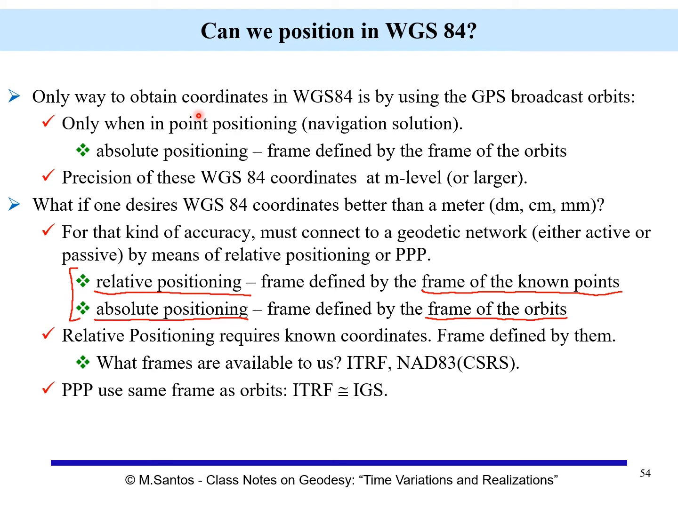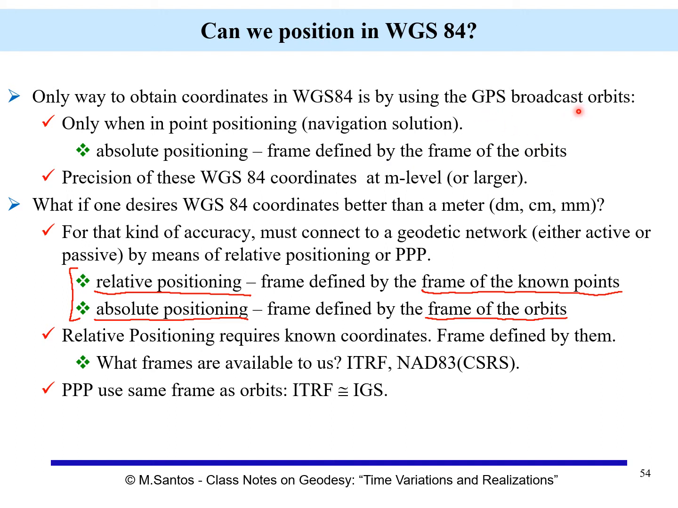The only way to obtain coordinates in WGS84 is by using the GPS broadcast orbits. We'll be doing this basically when we do point positioning, just a navigation solution. We are using pseudo range. We may be using some WAAS correction, but basically we are doing absolute positioning. We are navigating. Therefore, the frame of the coordinates is defined by the frame of the orbits. What orbits? GPS broadcast orbits.